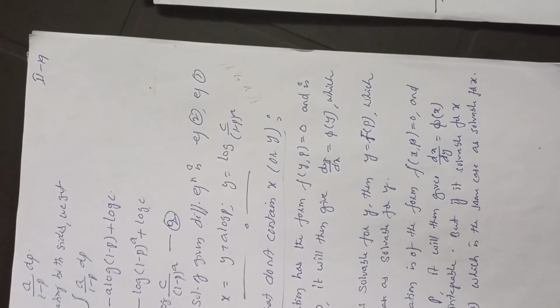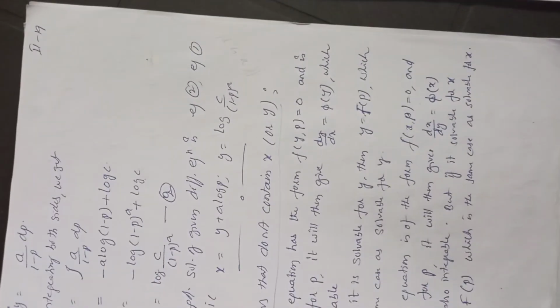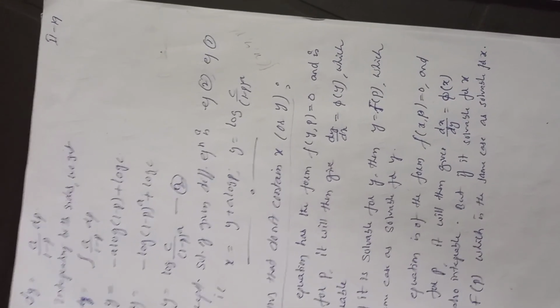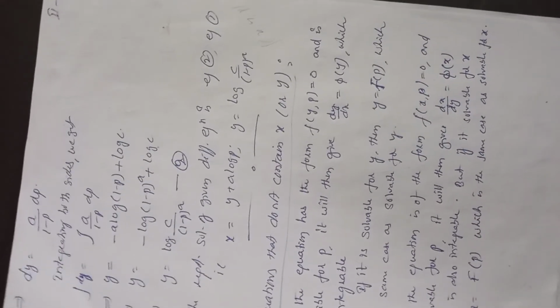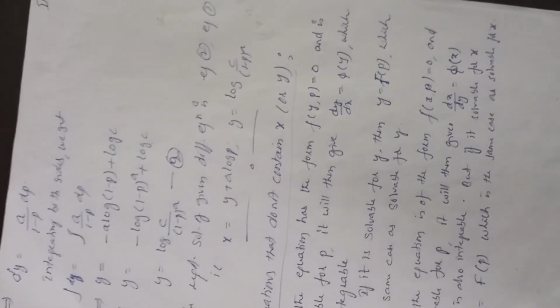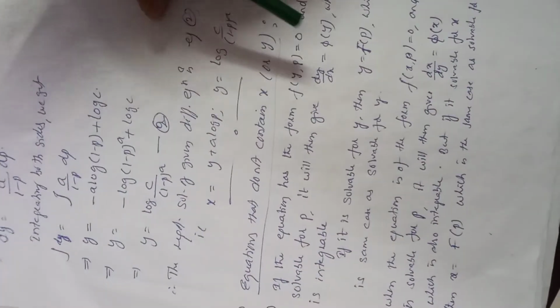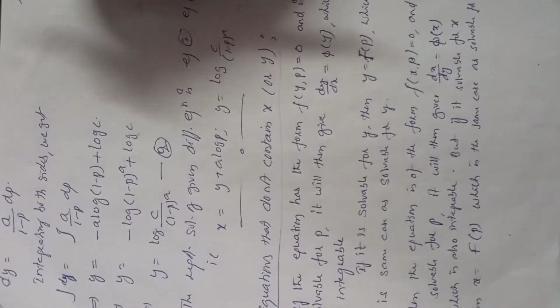Now solvable for y means if the degree of y is equal to 1, then it can be solvable for y. If the degree of x is equal to 1, then it can be solvable for x. The procedure is the same. We have to rewrite the given equation in the form of y is equal to something, whereas in solvable for x we rewrite it in the form of x is equal to something. Now y is equal to something, we have to differentiate with respect to x. If you express the given equation in the form of x is equal to something, you have to differentiate with respect to y. That is the difference.